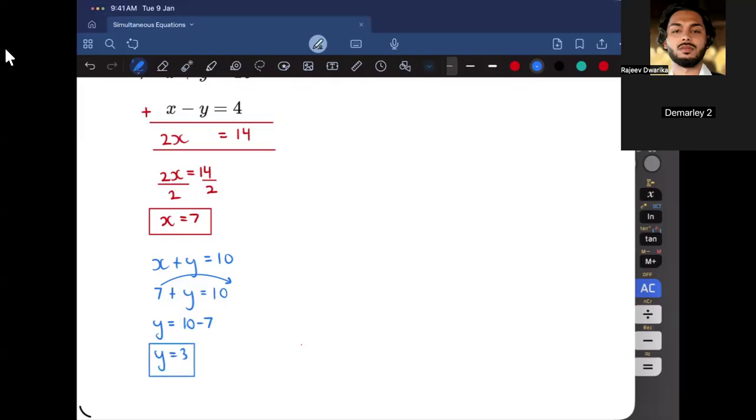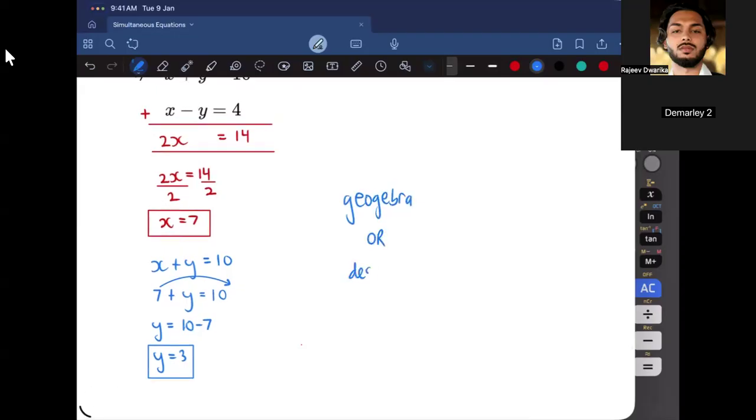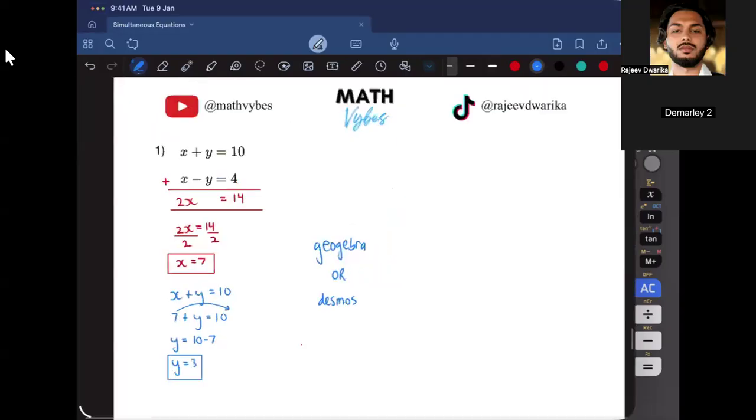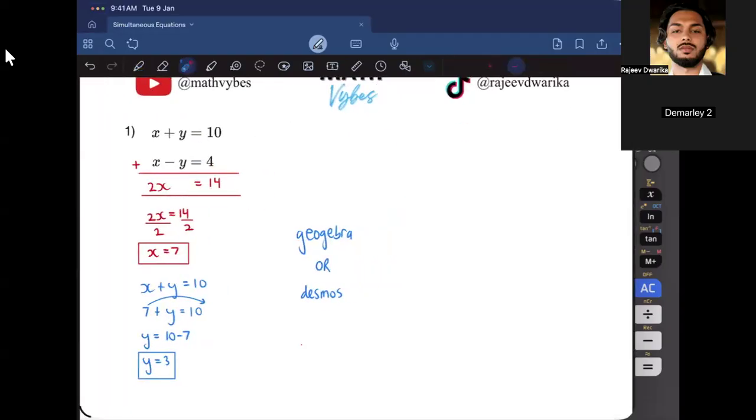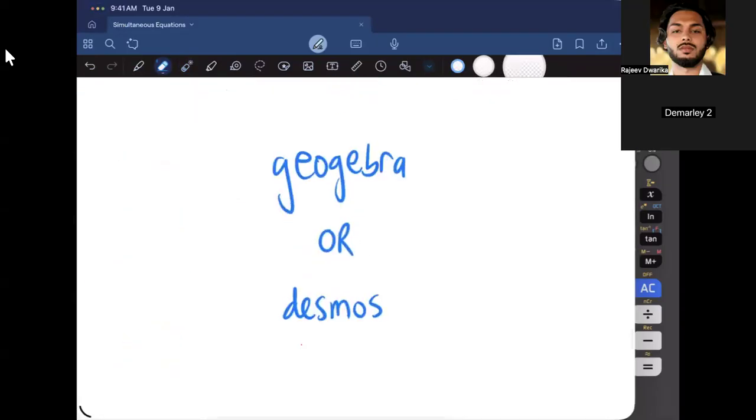If you want to plot the graphs yourself and see them intersect, you could use a website online called GeoGebra or Desmos. So if you want to verify if it's working out, you could plot the graphs yourself and see where they intersect. So these are the two applications I use, well, websites. Let me screenshot that. Right, GeoGebra and or Desmos.